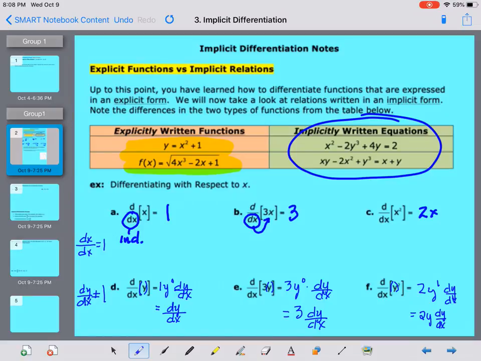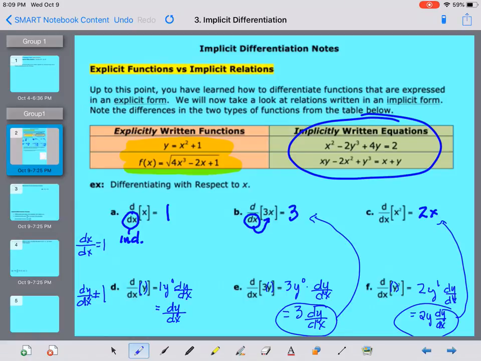The biggest difference when we're taking derivatives of implicit functions is the use of the chain rule. Anytime we take the derivative of y, the only big difference between that one and the derivative of y is that stacking on of that dy dx. So really the derivative is always going to be that, in addition to that dy dx. That's because of our chain rule.